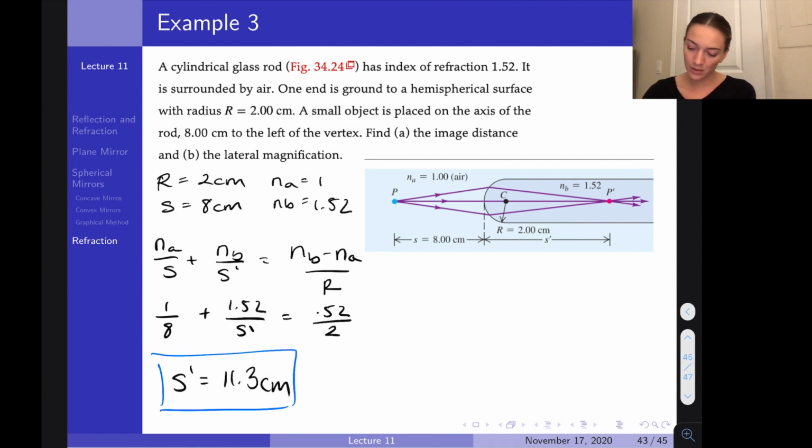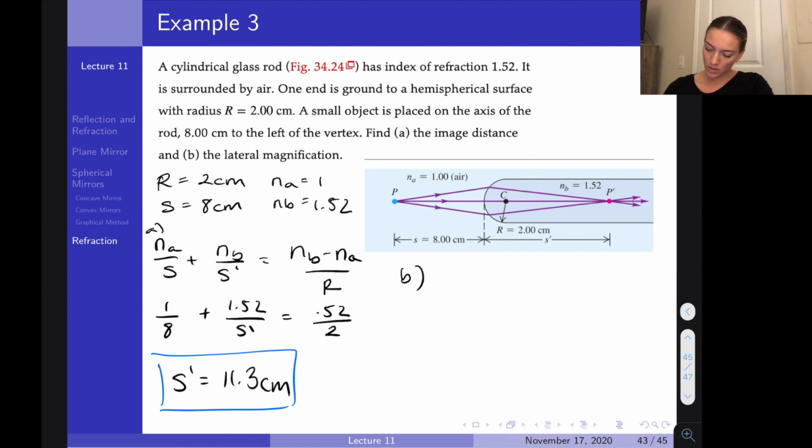Now we want to find the lateral magnification. So the lateral magnification for part B, we can just use this equation. So remember, we have to have our indices of refraction here. So we have for NA is just 1, NB is 1.52, S is positive 11.3, S prime was 11.3, and then S is 8. This is all in centimeters.